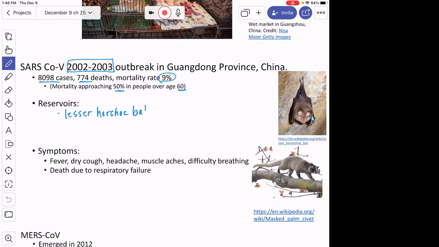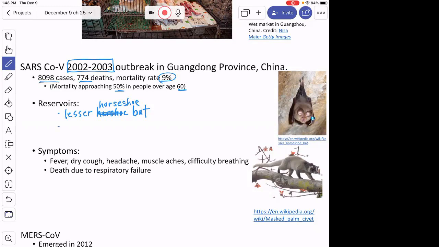Oops, I don't think I spelled horseshoe right. Let's try that again. Okay, this is just a little tiny bat, would fit in the palm of your hand. And they think that the bat coronavirus just kind of made the leap, spilled over into a human that perhaps came in contact with it, maybe at a wet market, maybe some other time.